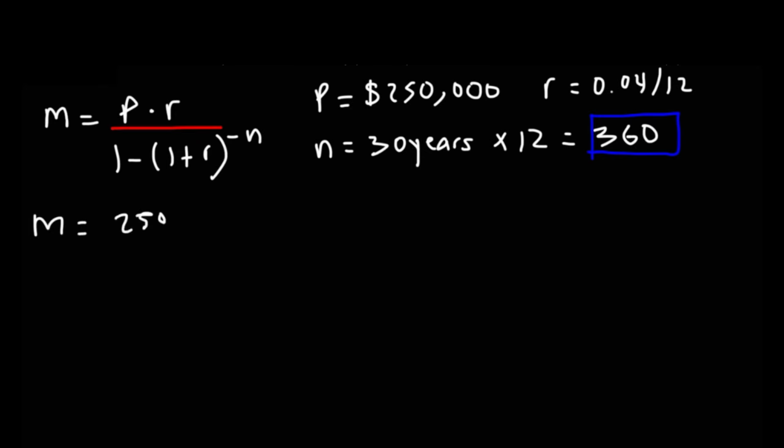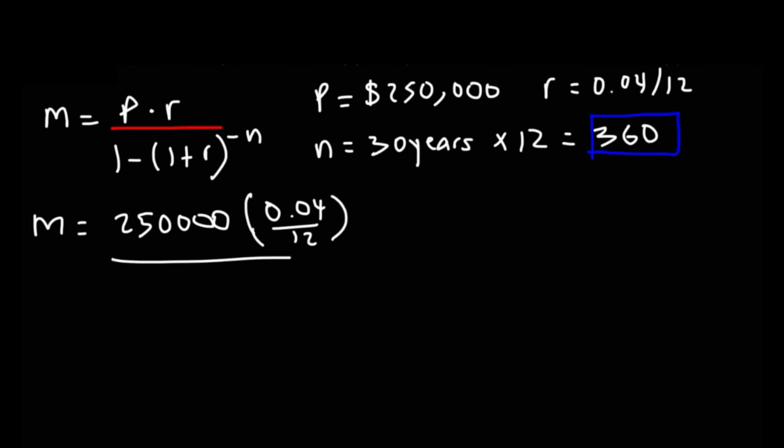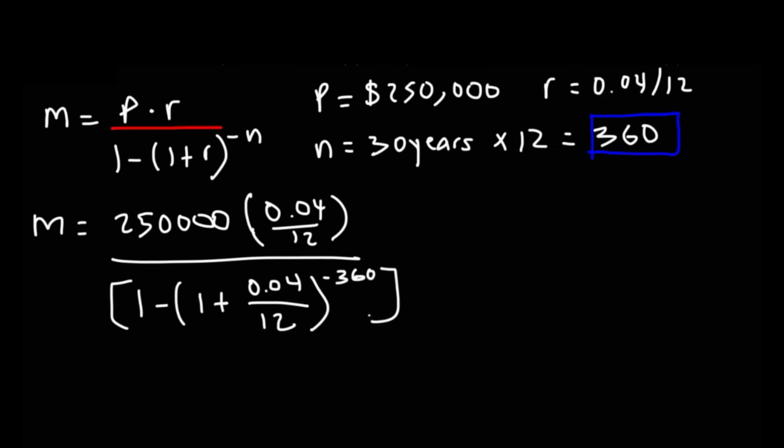So it's 250,000 times r. So that's 0.04 divided by 12. And then this is going to be 1 minus 1 plus r. That's 0.04 over 12. And this is going to be raised to negative n, or negative 360. So now let's multiply 250,000 by 0.04, and then let's divide that by 12.